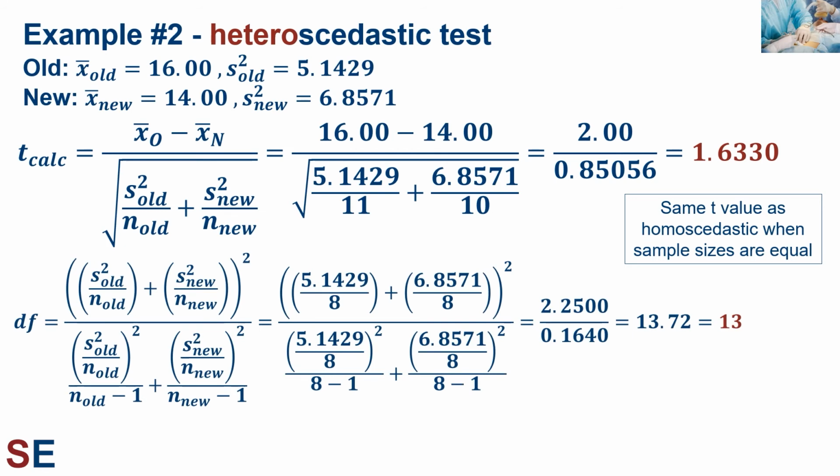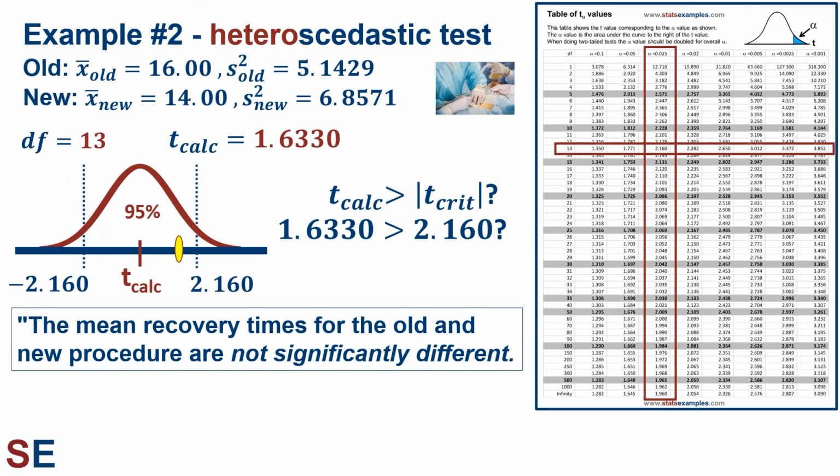Next, the degrees of freedom using the complicated equation. Plugging in values carefully gives us a value of 13.72 for the degrees of freedom, which we round down to 13. Comparing our t-calculated value to the critical values for 13 degrees of freedom, we can see that the 1.6330 is not as extreme as the critical value for an overall alpha of 0.05, which is now 2.160 because our degrees of freedom decreased from 14 to 13. As before, we won't be able to reject the null hypothesis of equal means because p is larger than 0.05, and the mean recovery times for the old and new procedure are not significantly different.